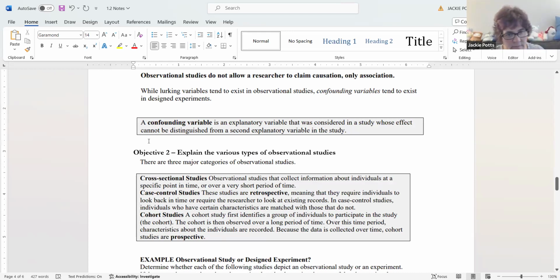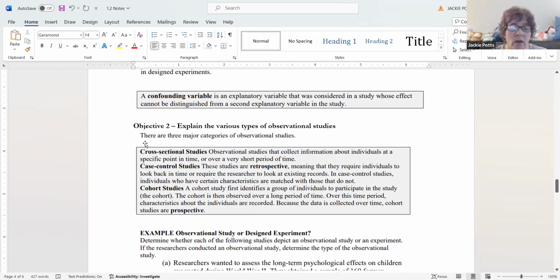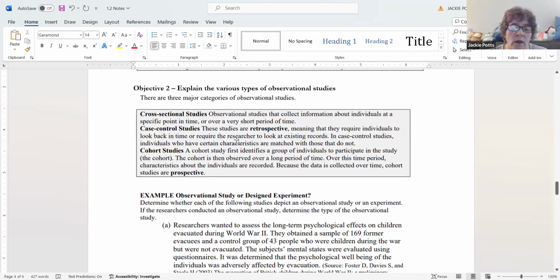Cross-sectional studies are collected from an interval at a specific point in time and over a very short period, just like it says. These are the three types of observationals. Case control is the one where we look in retrospect. In other words, it's already happened. We go back and we look. We pull records. That's looking back over census data.